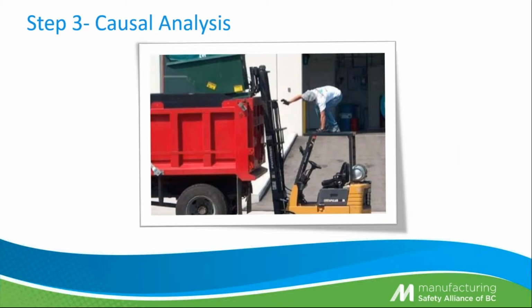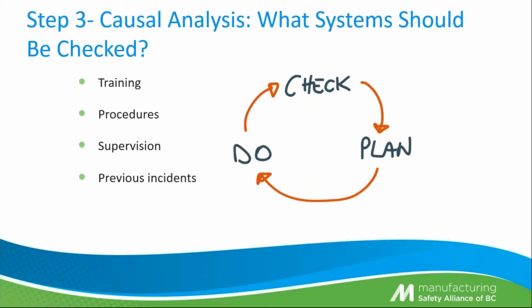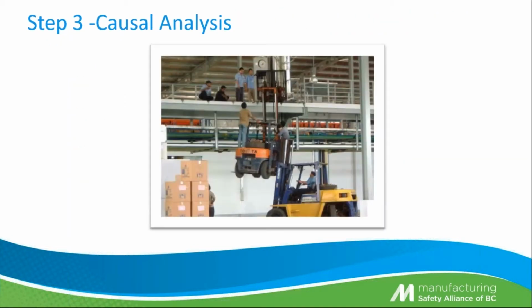Here's a picture of a little situation that's ready to happen. If we froze this picture right now, we could call this a near miss. If we did that and we were investigating this near miss, what system should we check? In this case, it's the training, procedures, supervision, and possible previous incidents that have occurred at this location.